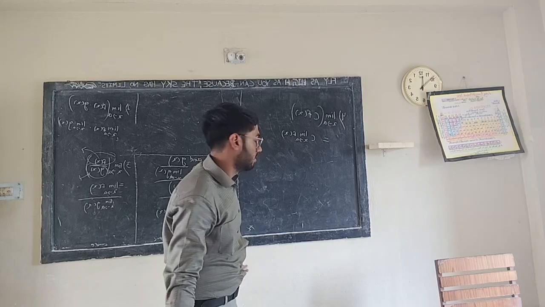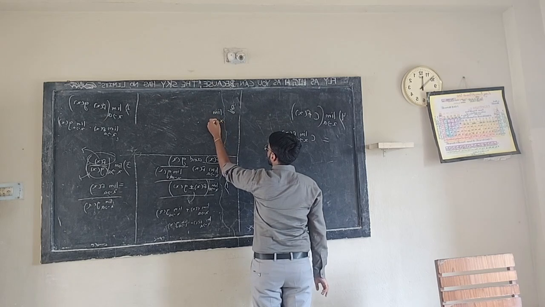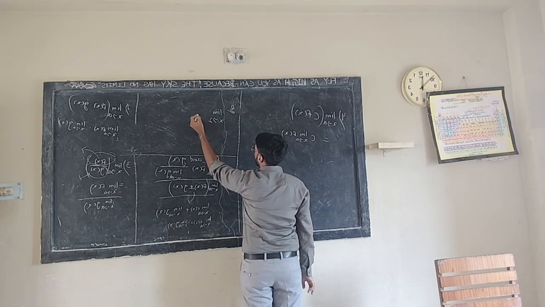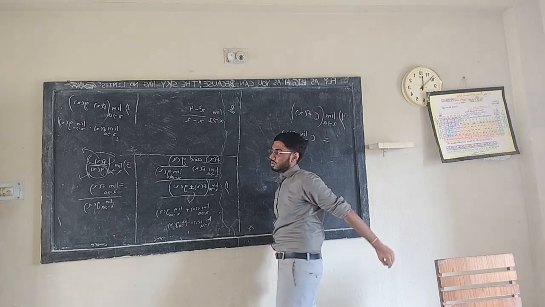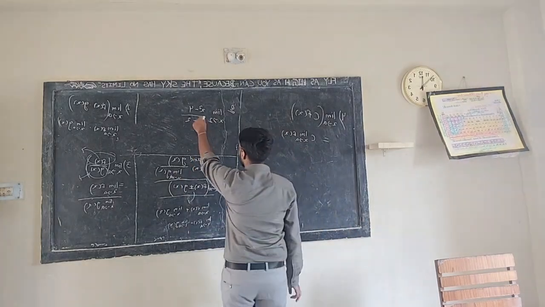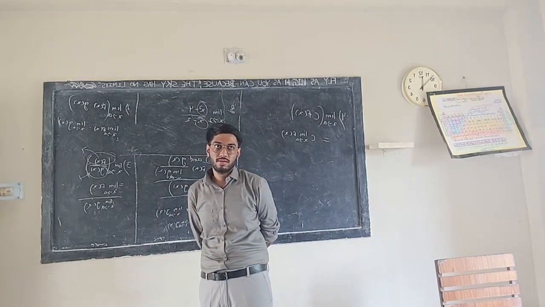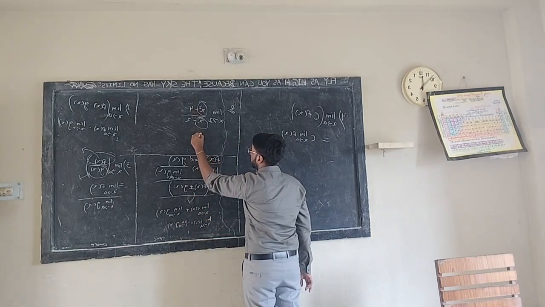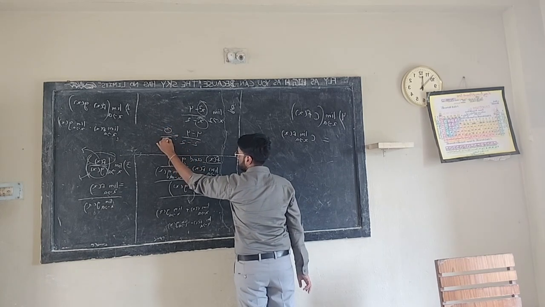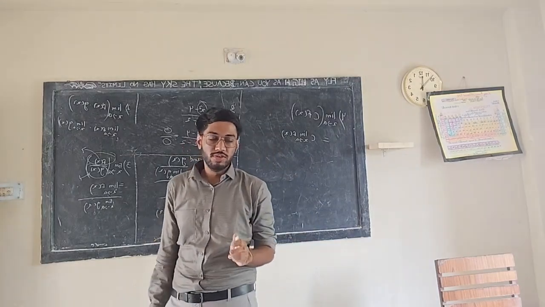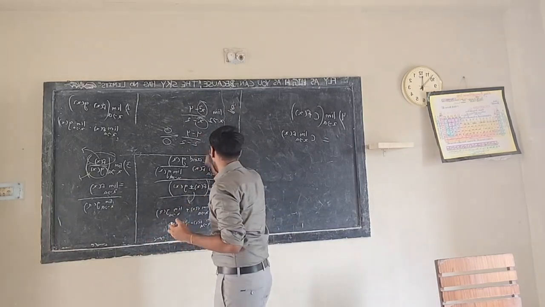So now I am writing a question. Limit extending to 2 of x square minus 4 by x minus 2. Can we substitute 2 in both the numerator and denominator? What if we substitute? 4 minus 4 by 2 minus 2, which is 0 by 0 we are getting. So in mathematics there are 7 terms which are called indeterminate forms.